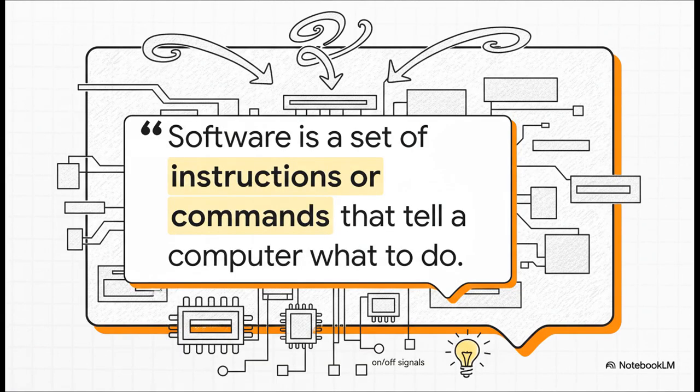When you get right down to it, it all comes back to this simple idea. Software is a set of instructions or commands that tell a computer what to do. That is it. Every complex program you've ever used is just a set of commands, translated down through all those layers of abstraction until they become simple on-off signals telling the hardware exactly what to do.